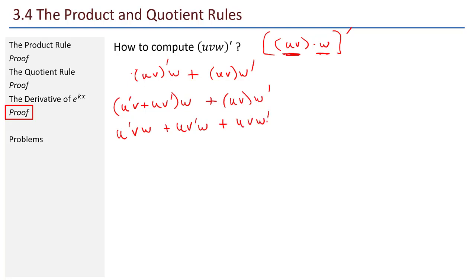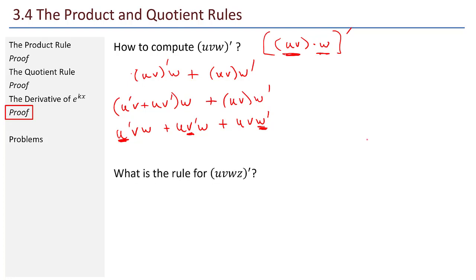And look what I have. I have three terms. Each term has three factors. And in the first term, the first factor has its derivative taken. In the second term, the second factor has its derivative taken. And in the third term, the third factor has its derivative taken. So maybe this suggests a more general rule.